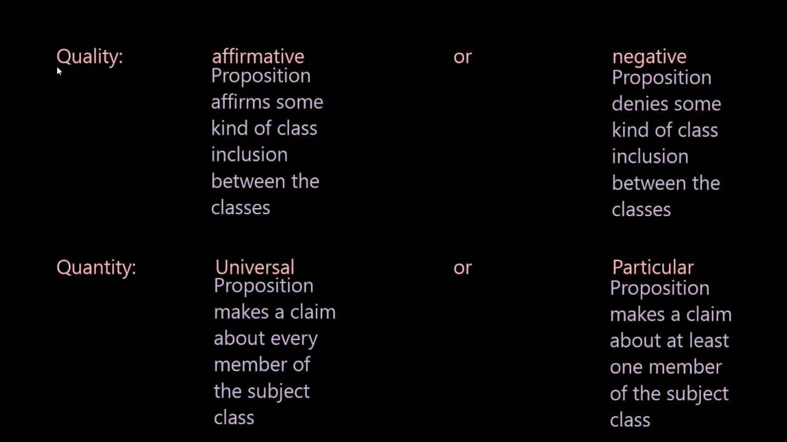So for a recap, we have the properties of quality and quantity, which are properties of categorical propositions. There are two kinds of quality: affirmative and negative. So a proposition can be either affirmative or negative. And it's affirmative if it's making a claim about class inclusion. It's negative if the claim is a denial of some class inclusion.